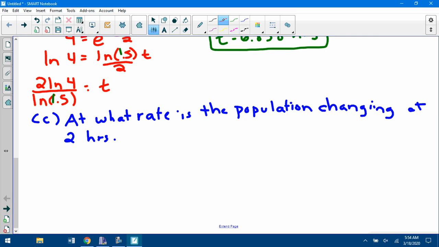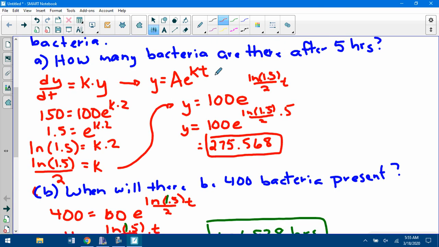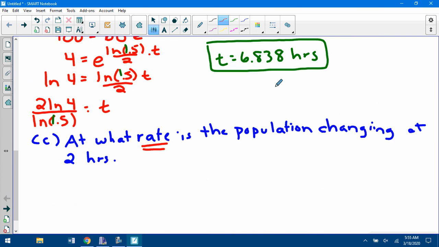And here we go. Okay, so like we've seen in the past couple days, when you see the word rate, what does that mean in calculus? Usually it means derivative, and it does. You can take the derivative of that equation, plug in the time you're looking for, and get your answer. Unfortunately, I'm not given a time. We want what is the population changing at 2 hours. Oh, just kidding. I am totally given the time.